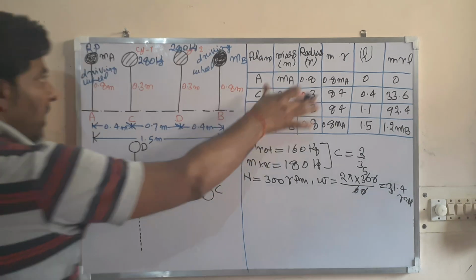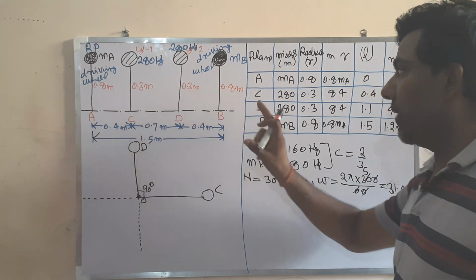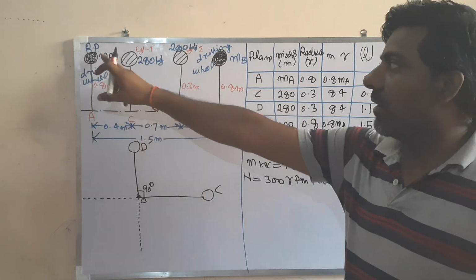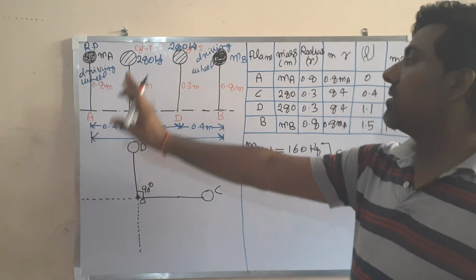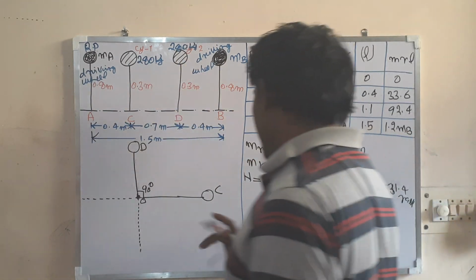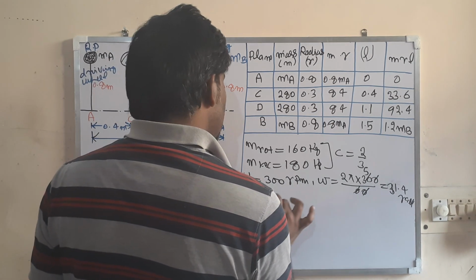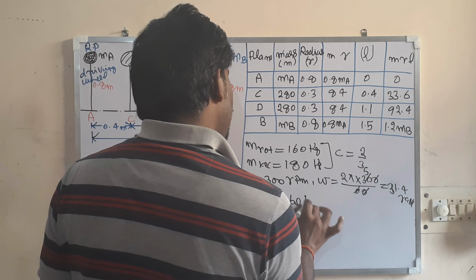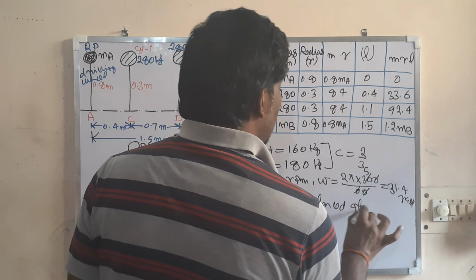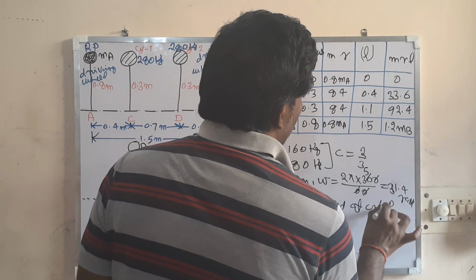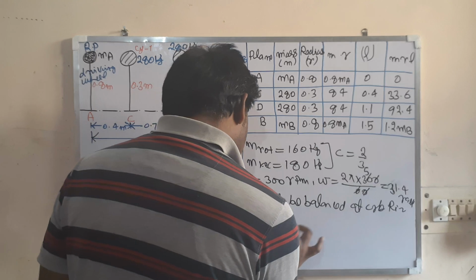Now complete this table. Here are the planes A, C, D, B, and their masses. MA is unknown, and you have to calculate what mass should be balanced at C and D. So let us calculate the mass to be balanced at the crank pin per cylinder.